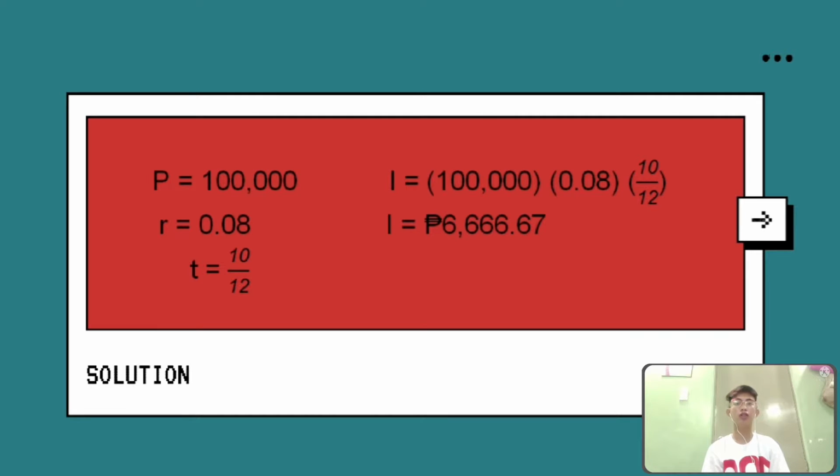Now, we will have to use the formula in getting interest, which is principal times rate times time. The next thing we need to do is to substitute the given information to our formula. Interest is equal to 100,000 times 0.08 times 10/12. By multiplying these 3, we get the answer 6,666 pesos and 67 centavos.